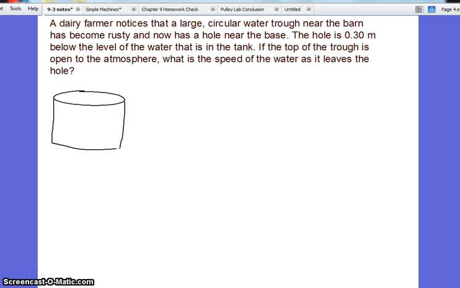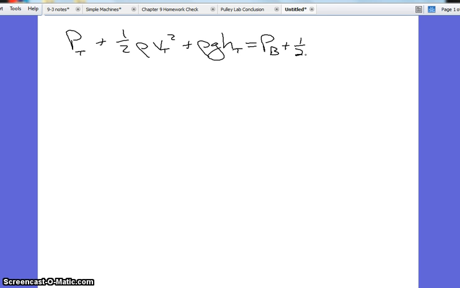We have our water trough, and we have a leak that is sprung at 0.3 meters below the surface. This is going to be a Bernoulli's principle equation. So we go to Bernoulli's principle, and we write down that the pressure plus 1/2 the density times the speed squared plus the density times gravitational field times the height for the first section is equal to the second section. Now, instead of writing it as first and second section, I'm going to write this as the top of the water trough and the bottom of the water trough, because that to me makes more sense in this problem.